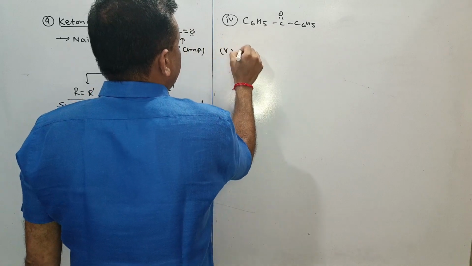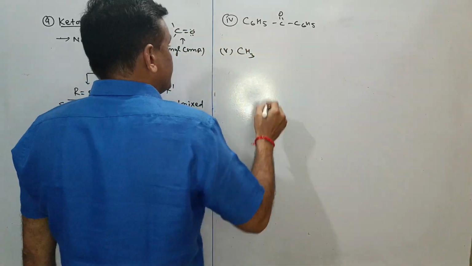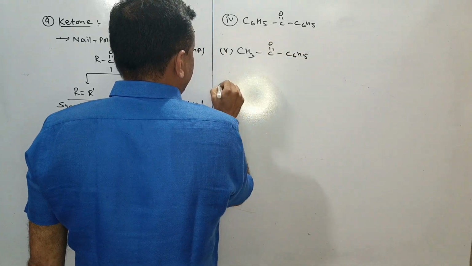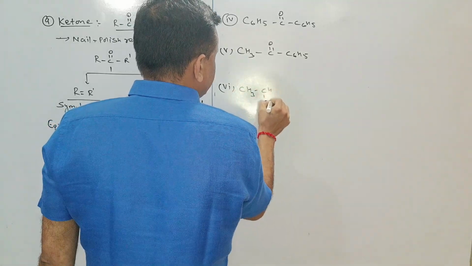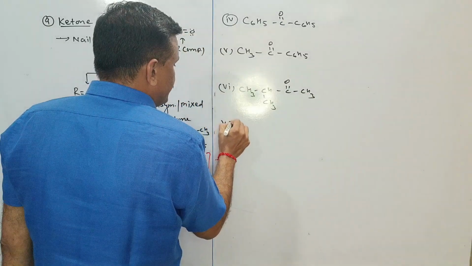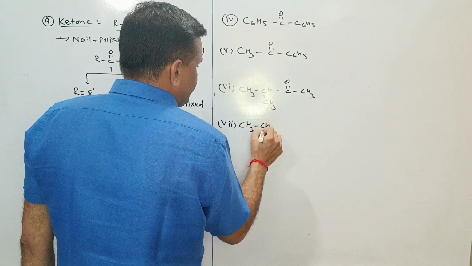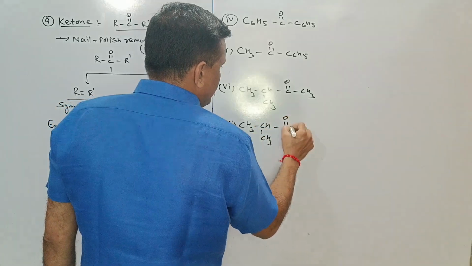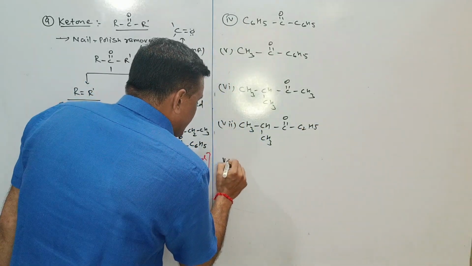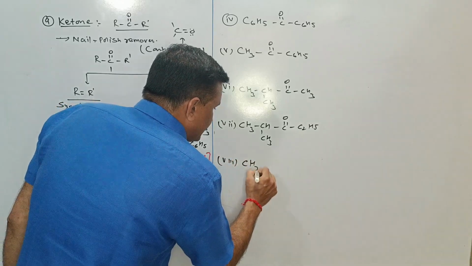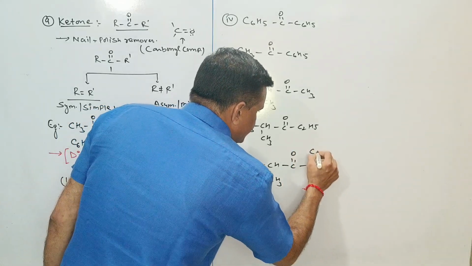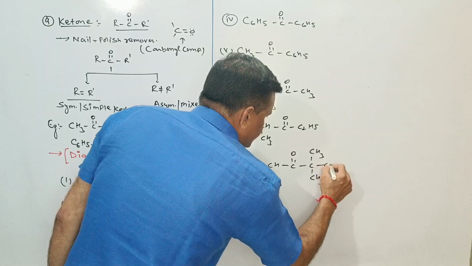The fifth compound is CH3 CO C6H5. We can take the sixth compound as CH3 CH CH3, with CO CH3. This is the seventh compound, CH3 CH CH3, with CO C2H5. Now the time to discuss the eighth compound: CH3 CH CH3 CO C CH3 CH3 CH3.